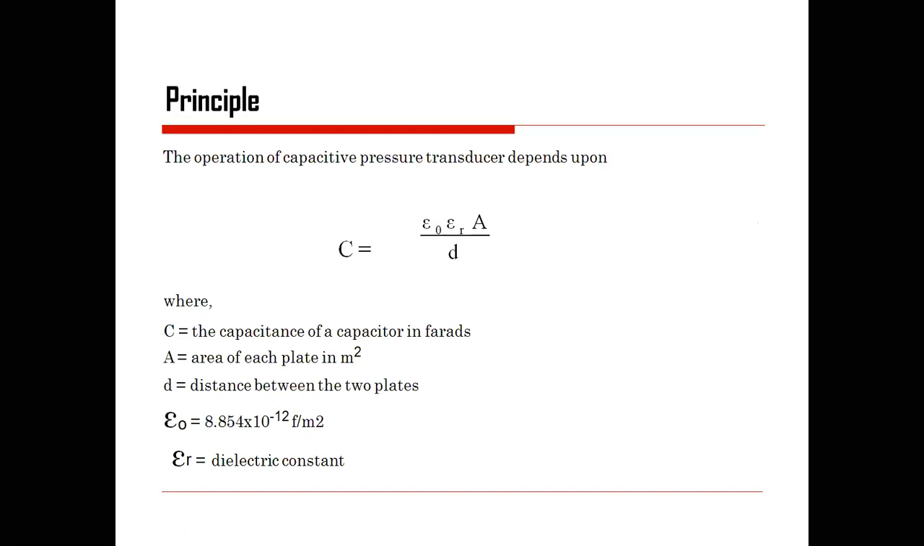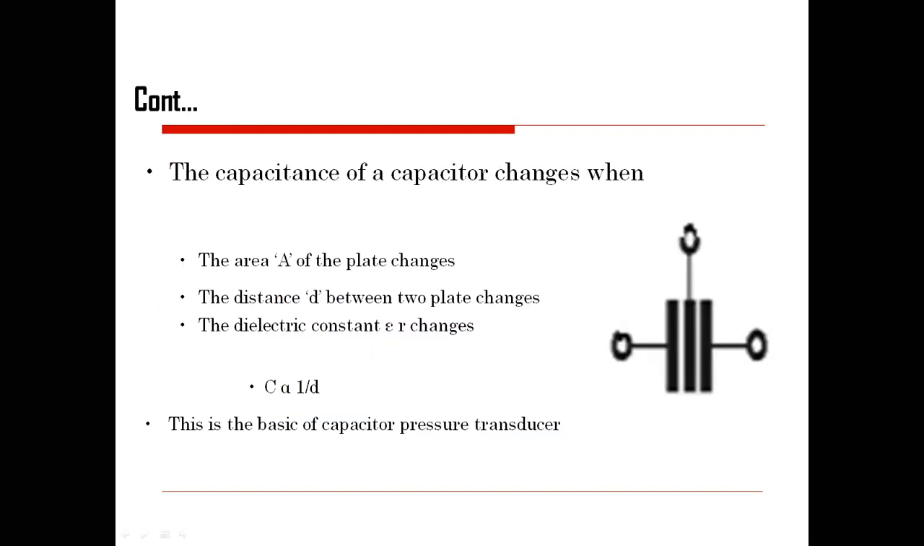So over here, the operation of the capacitive pressure transducer depends upon C equals, now the formula has been somewhat changed, epsilon 0 epsilon r A divided by d. Here the distance between the two plates is inversely proportional to the capacitance, whereas A is the area in meter square. C is the capacitance of the capacitor in farad. Epsilon 0 is 8.854 into 10 raised to minus 12 farad per meter, and epsilon r is the dielectric constant. So with these values we can measure the change in the capacitance depending upon the variation. So this is the simple structure for the measurement of pressure.